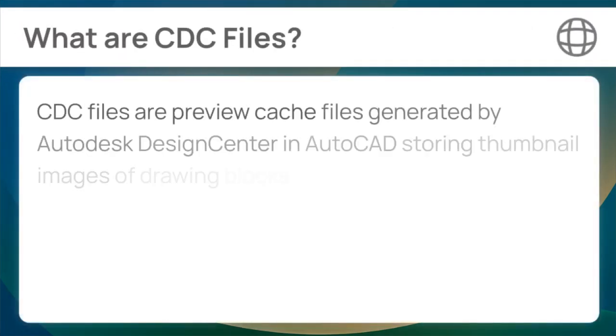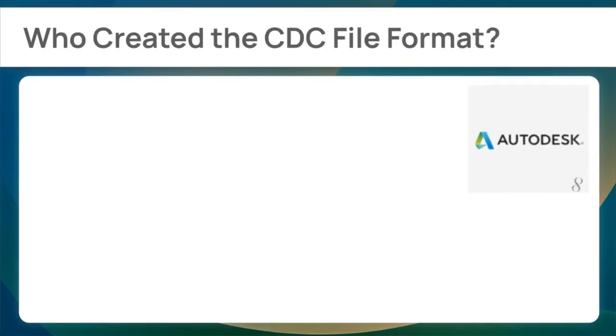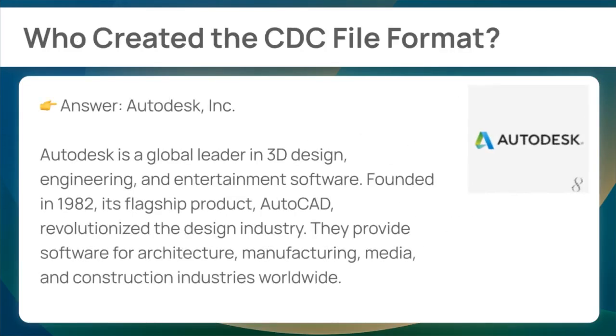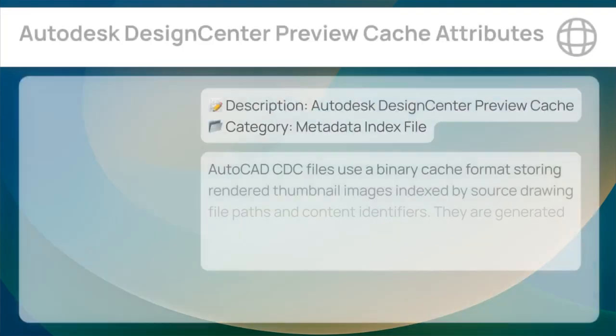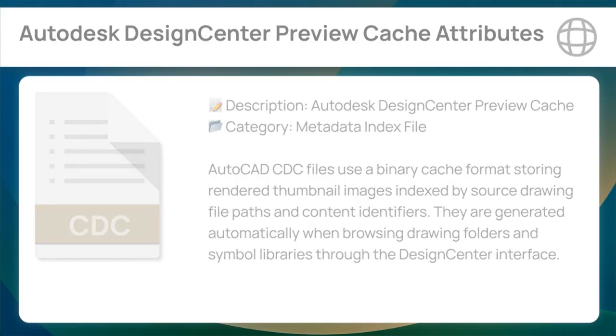CDC files are preview cache files generated by Autodesk DesignCenter in AutoCAD, storing thumbnail images of drawing blocks and symbol library contents. They accelerate browsing of large drawing libraries by caching visual previews of AutoCAD content for quick navigation. AutoCAD CDC files use a binary cache format, storing rendered thumbnail images indexed by source drawing file paths and content identifiers. They are generated automatically when browsing drawing folders and symbol libraries through the DesignCenter interface.